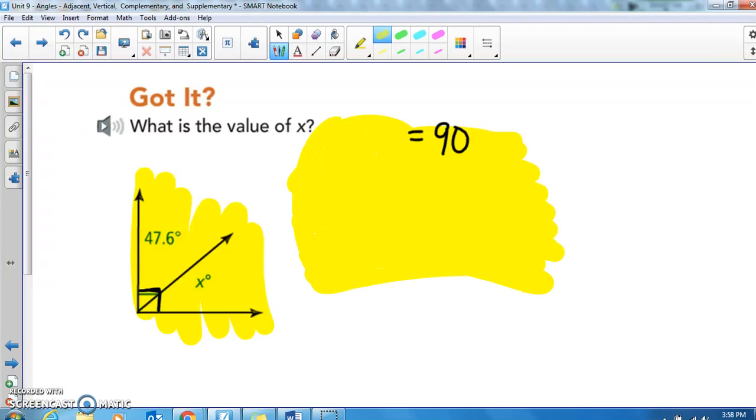When we have our test this week, we will have to do these equations. All right? So we know the first angle is x. We know the second angle is 47.6. Now let's solve to figure out the value of x. So what we're going to do is get rid of the 47.6. So what I'm going to do first is subtract 47.6 from both sides.